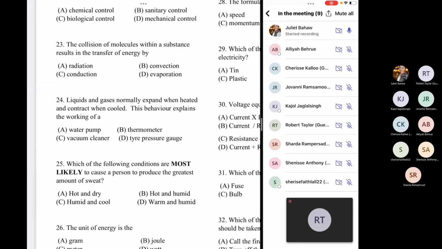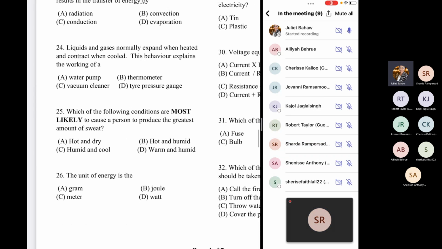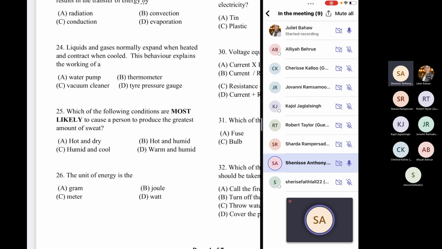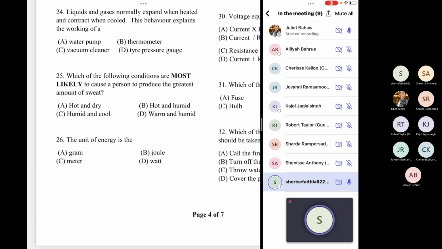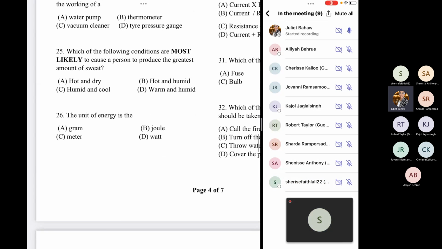23, Sharda. Solution of molecules with any substance results in the transfer of energy by C, conduction. Conduction, very good. 24, Shanice. Liquids and gases normally expand when heated and contract when cooled. This behavior explains the working of a B thermometer. Correct. 25, Which of the following conditions are most likely to cause a person to produce the greatest amount of sweat? Let's say B, hot and humid. Very good. 26, back on top.